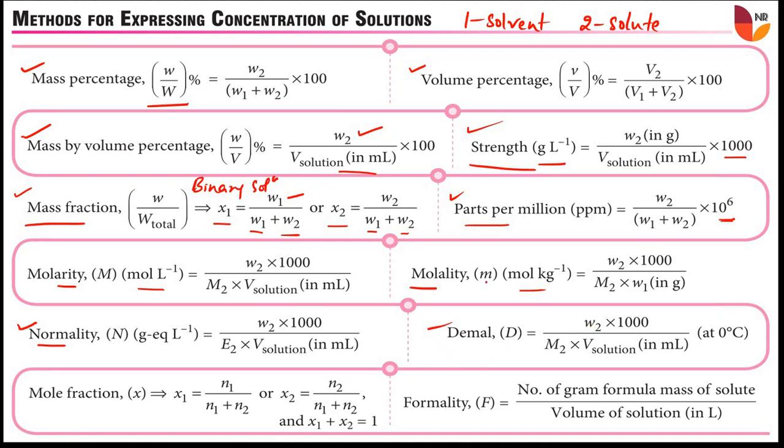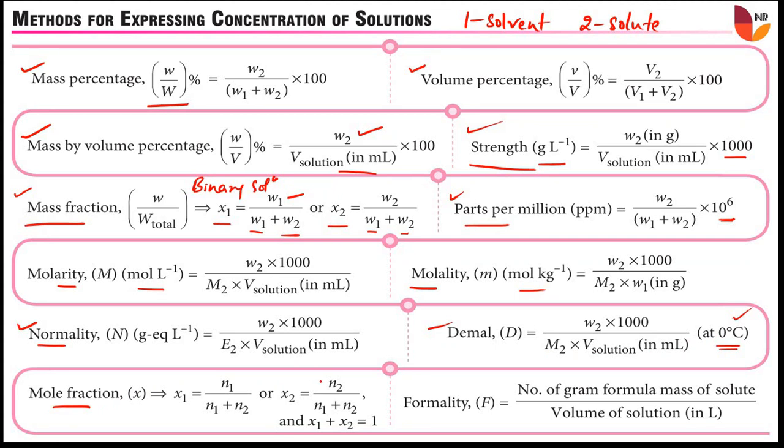It is similar to the molarity, but the difference is the concentration is to be measured at 0 degree Celsius. So generally molarity is to be calculated at any temperature, but the Demal method is to be used to express the concentration only at 0 degree Celsius. And next, the mole fraction method, that is X.